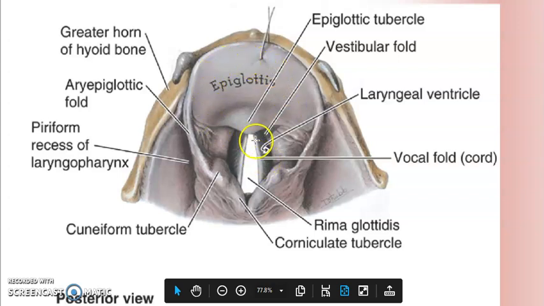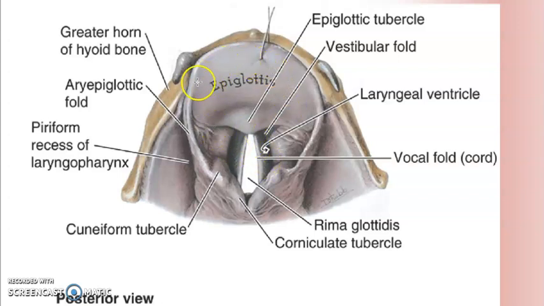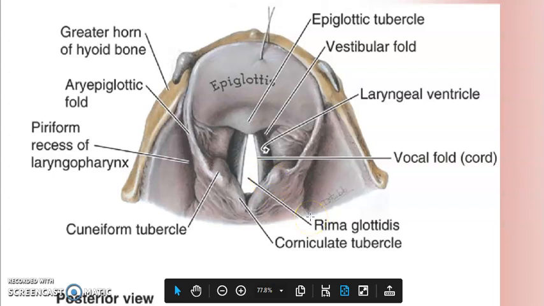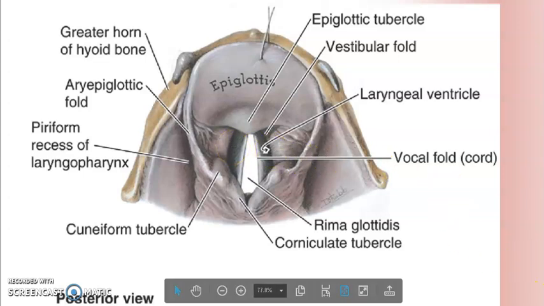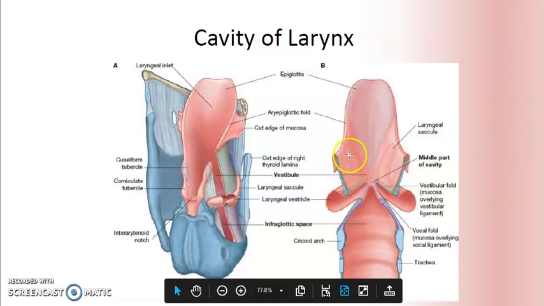This area which is above the vocal cord region is called as supraglottic area. At the level of vocal cord, glottic area. Below this level is called as infraglottic area. What we have to note here is this is the vestibular fold, this area, and this is the vocal fold. The junction between the two, there is one gap. This gap is called the sinus of the larynx or the ventricle of the larynx.